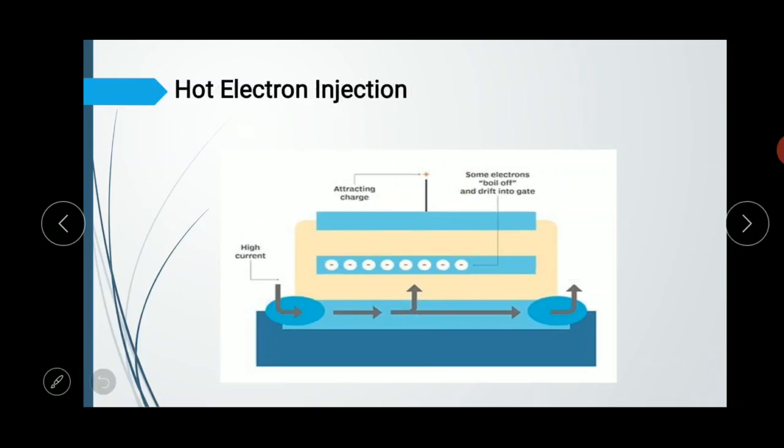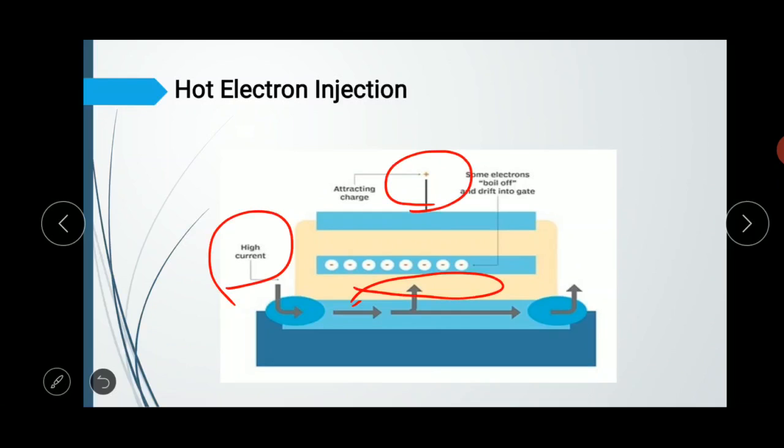Next is the hot electron injection method. It uses a high current in the channel to give electrons sufficient energy to break through the oxide layer, means through this tunnel oxide layer. Here we are giving high current, and at the control gate positive voltage is given. A positive charge on the control gate attracts the electrons from the channel into the floating gate, where they become trapped.